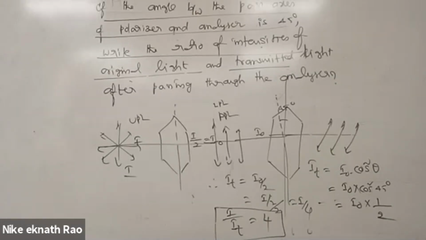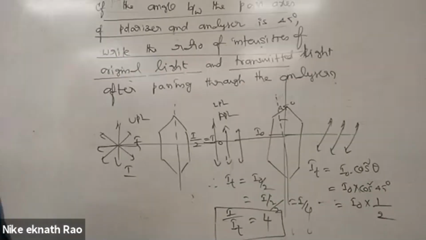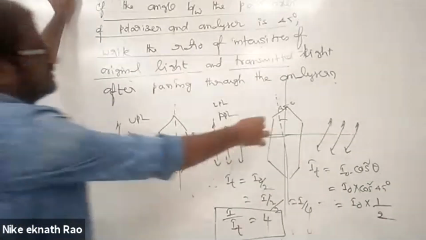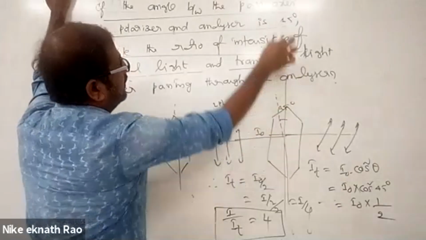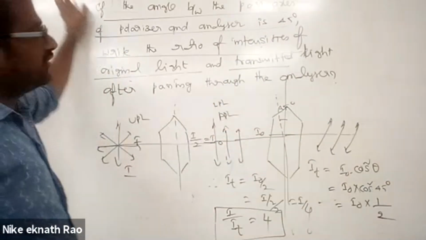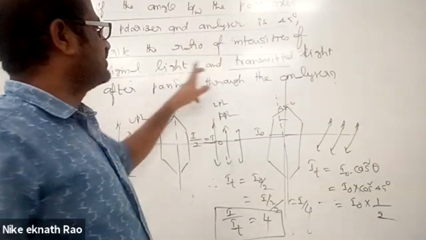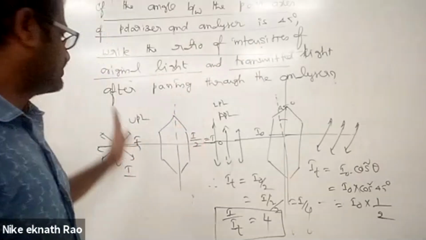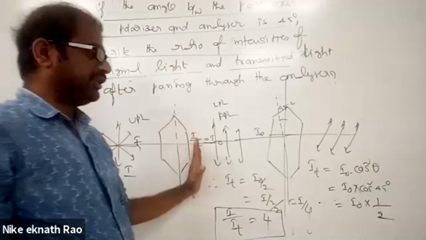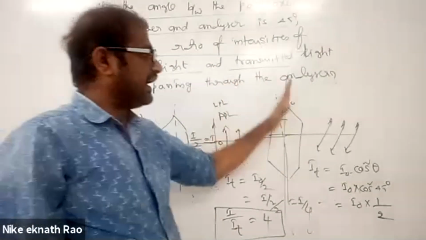If the angle between the pass axis of polarizer and analyzer is 45 degrees, write the ratio of intensity of original and transmitted light after passing through the analyzer. You have to find the ratio of intensity of original light and transmitted light. This is I. After the polarizer it becomes I by 2.